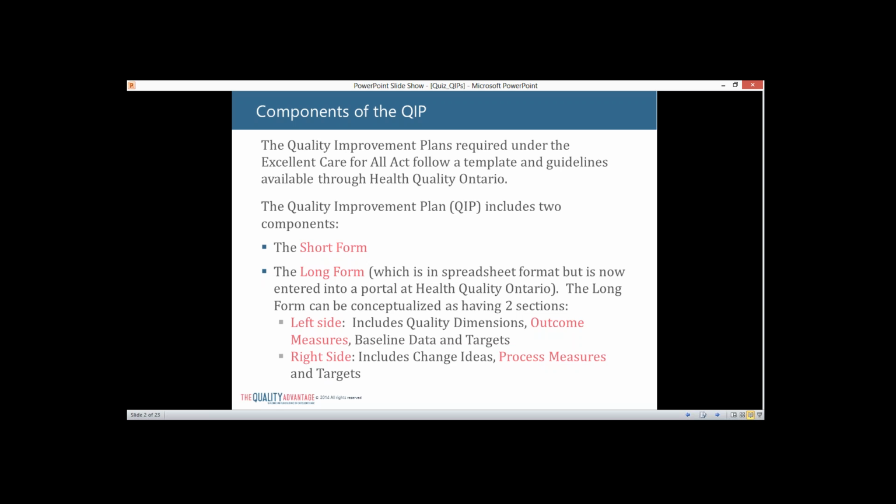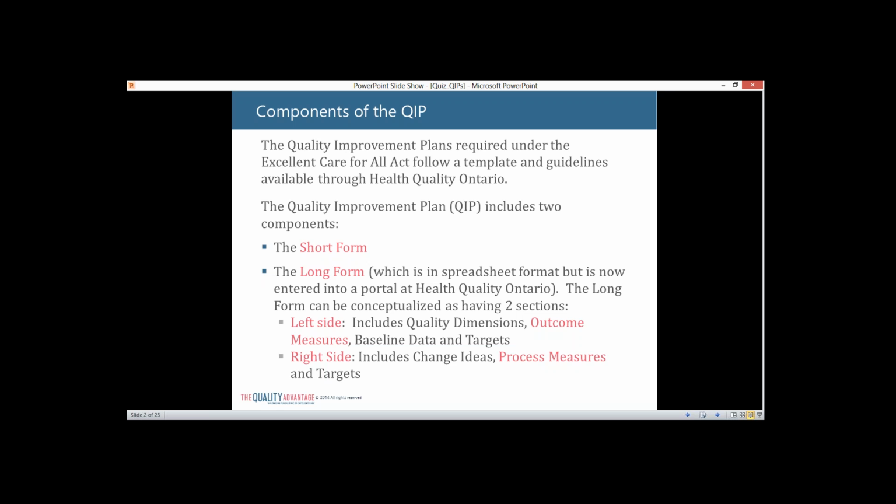The Quality Improvement Plan includes two key components. One is the short form, which is a narrative intended to be no longer than 2 to 3 pages, and we'll go through the various subcomponents of that. And the second is a long form, which in fact follows a spreadsheet format, but is now actually entered into a portal that is on the website of Health Quality Ontario.